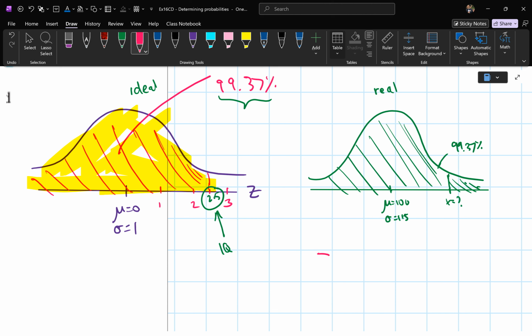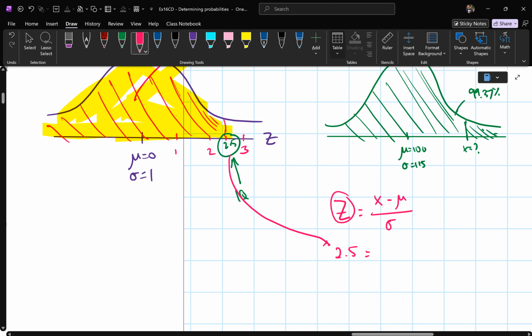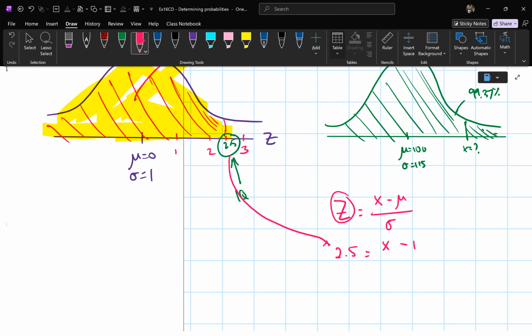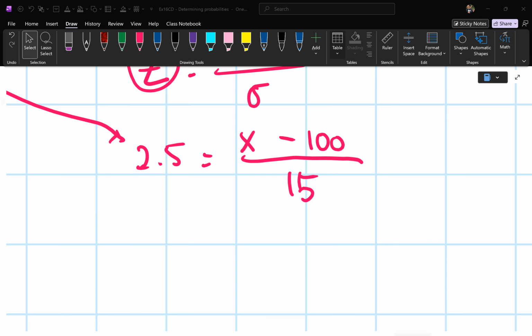How do you work that out? That's where the property that I gave to you guys comes in, how to convert Z values to X values. So Z is equal to X minus mu, the mean, divided by standard deviation. So Z, we know, is 2.5. That's the ideal world number. We're trying to figure out X, which is the IQ value. We know that the IQ average is 100 and standard deviation is 15. So now we can actually solve this, times 15 on both sides, or you can use your CAS and solve it.